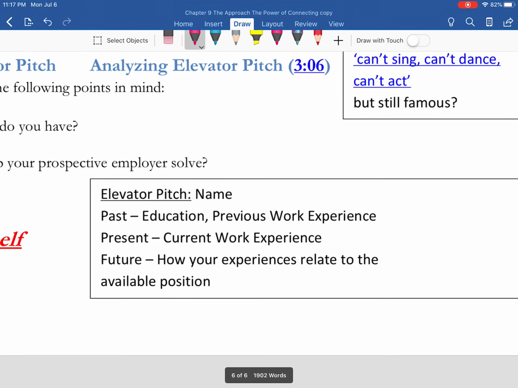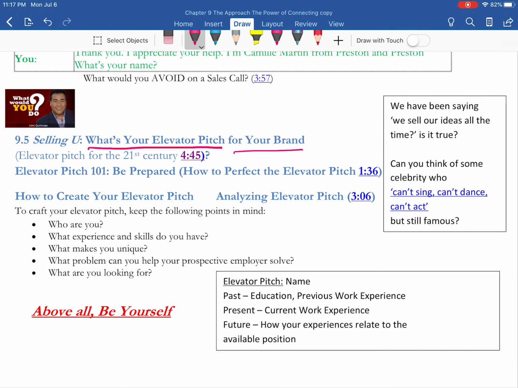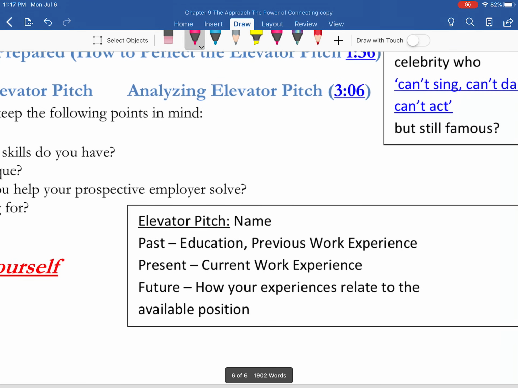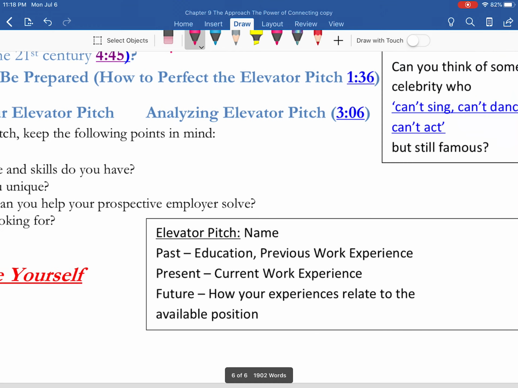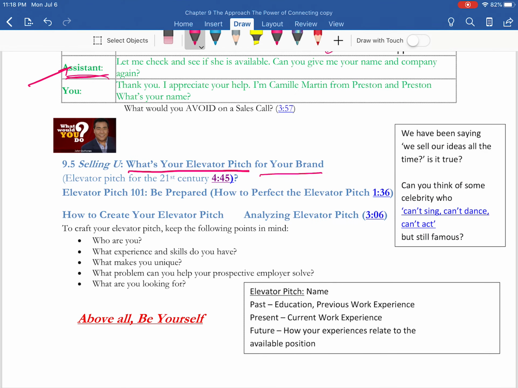And here is some suggestion. You have to mention your name and your past, that is your education and previous work experience, and presently if you are working somewhere you can mention that, and how your experiences relate to the currently available position that you are interviewing for. That is one way to do that. And there are also other ways of doing it.